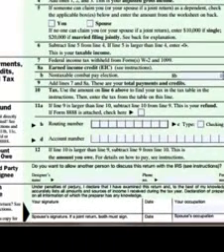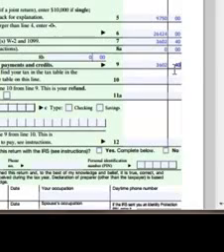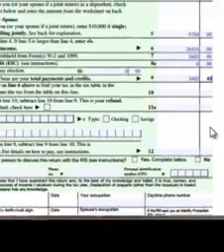Line 9 tells us to add line 7 and 8A. So we enter $3,602.40. Okay. These are the total payments and credits.